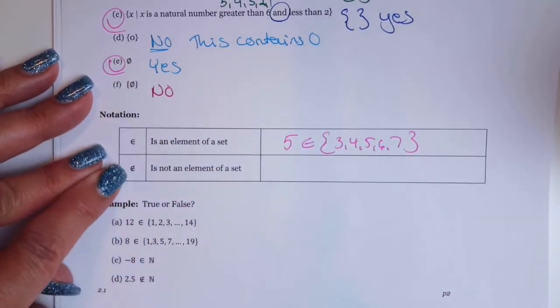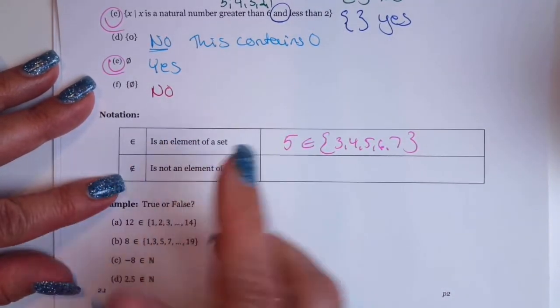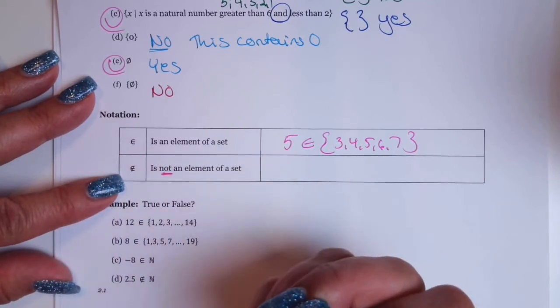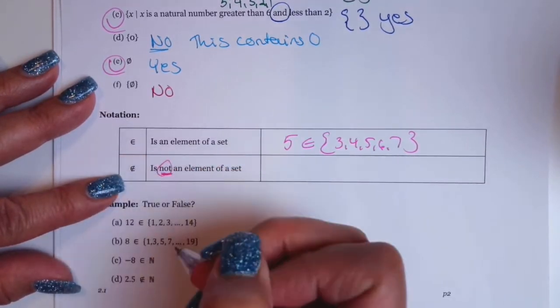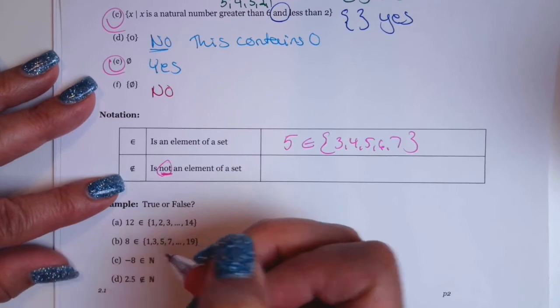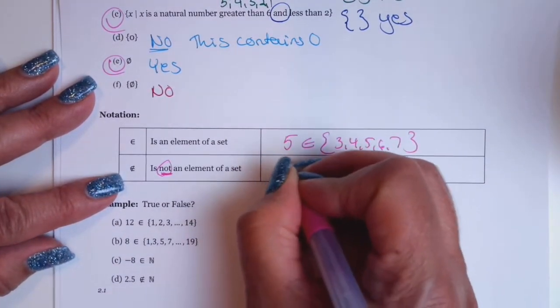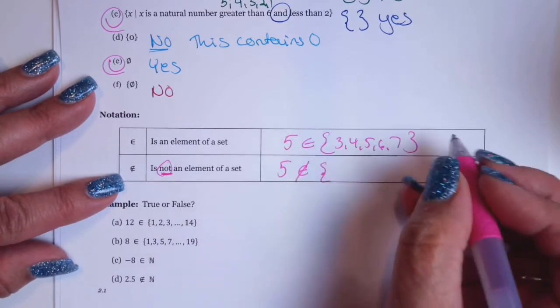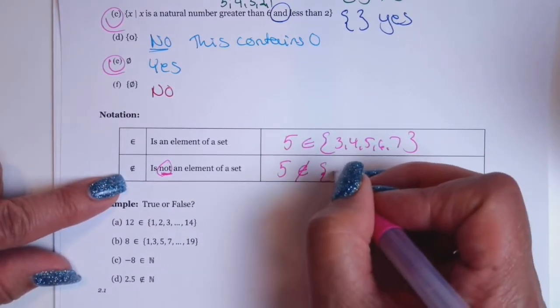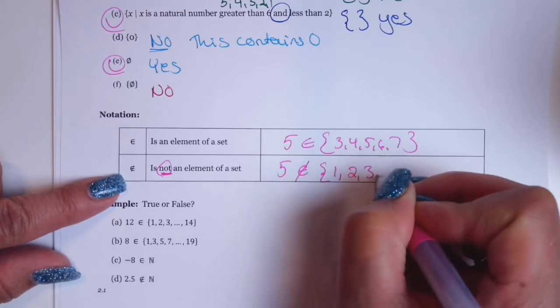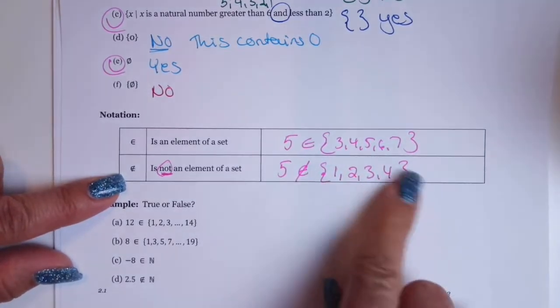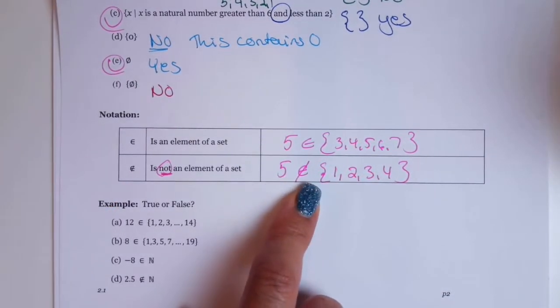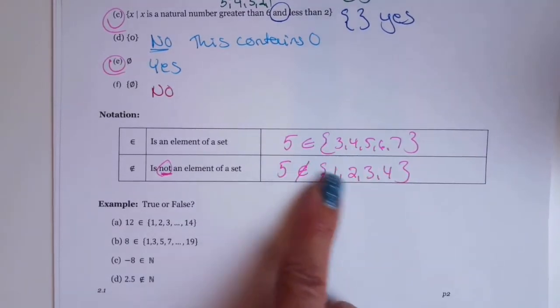When we draw a diagonal line across it, it means that it is not an element of a set. So if I do 5 is not an element of this set, I would, for example, have the elements 1, 2, 3, and 4. 5 is not part of it, so we can write it like this. 5 is not an element of this set.